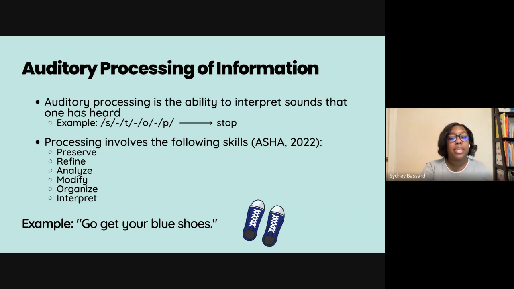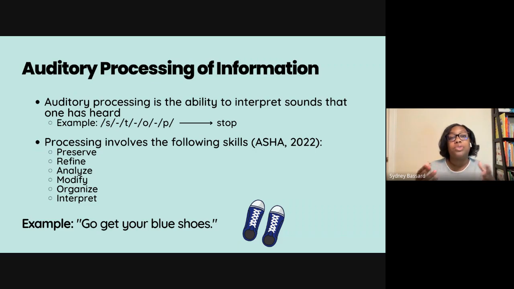So we're going to think of an example that kids might experience or that we might use when talking with kids. So we might say, go get your blue shoes. And we would think as adults that that's a pretty simple command. But for a child who's having difficulty with processing information, that could actually be a complex direction. So not only is it just go get your shoes, but they're having to think in their head, okay, where are my shoes in relationship to me? When am I supposed to go get my shoes?